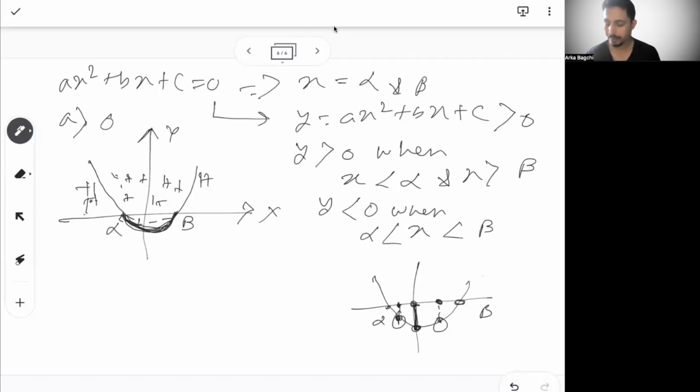But beyond alpha and beta, to the left side of alpha, or when x is less than alpha, let's say x takes this value, so y can take this value, so y is positive. Similarly, right of beta, if x takes this point, y will correspondingly take this point, and again right of beta, y is positive. So now you can understand why y is greater than 0 when x is less than alpha and greater than beta, and y is less than 0 when x lies between alpha and beta.